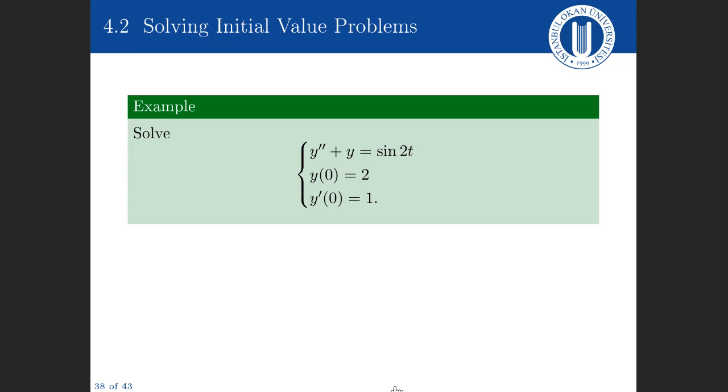Which of course was the same answer that we found using the previous method. Let's do another example. Solve y double prime plus y is equal to sine 2t with the initial conditions y of 0 is equal to 2, y prime of 0 is equal to 1.